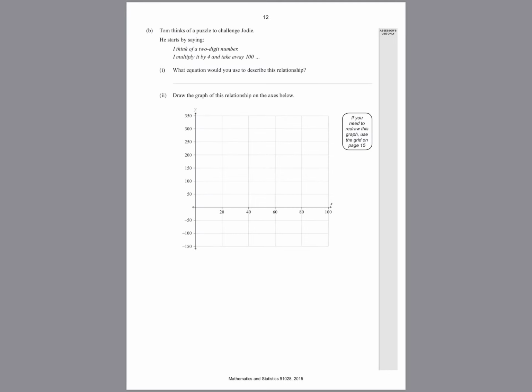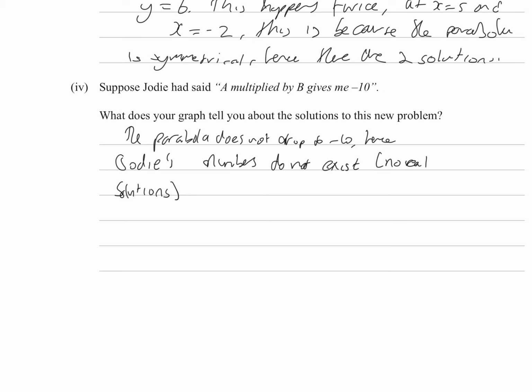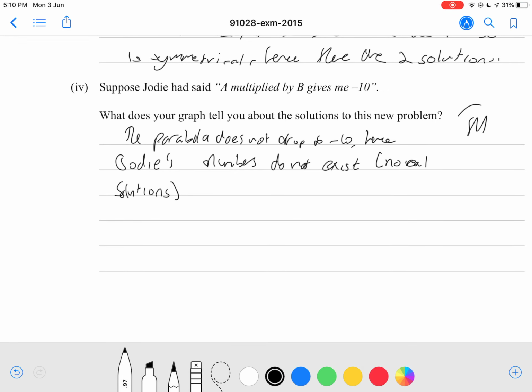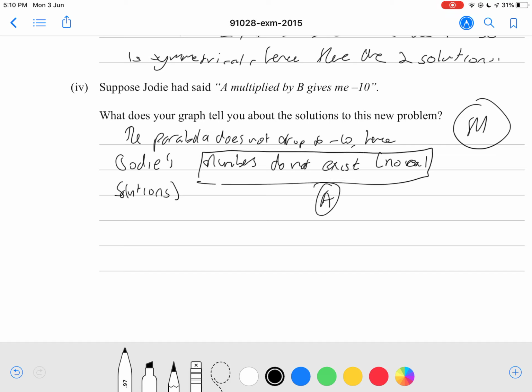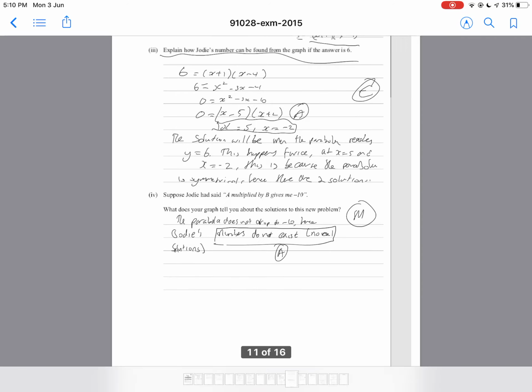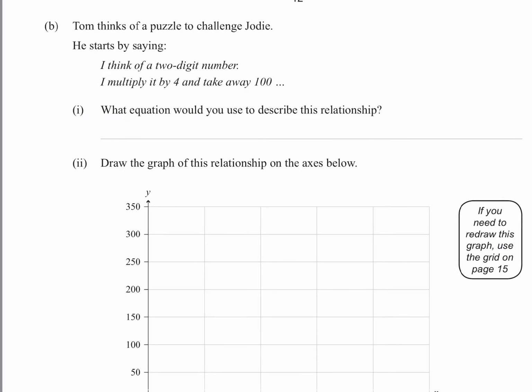So next question, gradings for this question. You can get a merit grade if you can say there are no real solutions because the parabola doesn't drop to negative 10, that'll get you a merit. To get an achieved, you're just saying that it doesn't exist, okay? That's to get an achieved. But you have to say that the parabola doesn't drop to get a merit, okay?